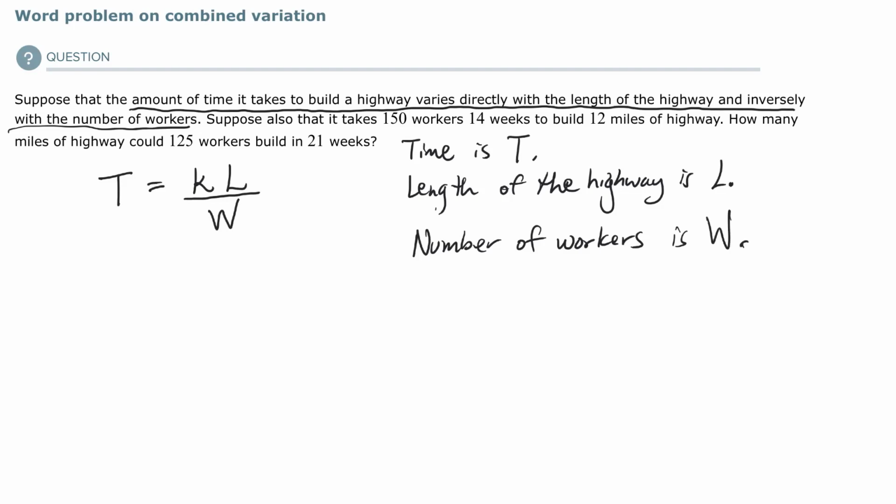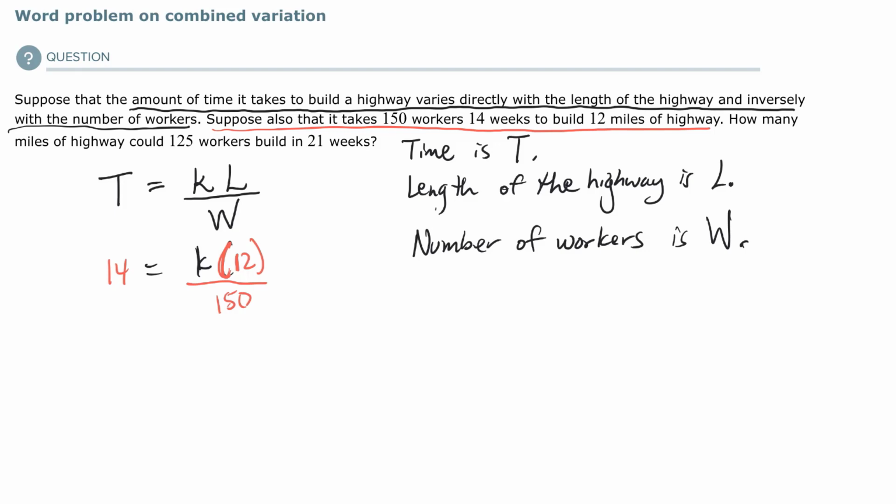Suppose that it takes 150 workers 14 weeks to build 12 miles of highway. 14 weeks. Let's just substitute everything. 14 weeks is now equal to K. What's the length of that highway? It says 12 miles. And then put that over what? The number of workers. What was the number of workers? 150. Cool.